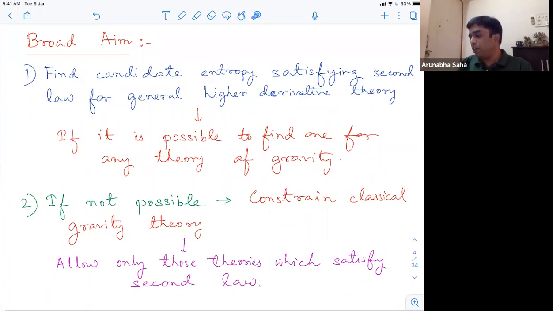And the point is that if this is an important question to us, we may find that there are theories of gravity which do not satisfy the second law. So one possibility is to try, even if we think this principle is strong enough that black holes in nature should satisfy the second law, with entropy always increasing in the process, that maybe we can constrain classical gravity theories using this as a constraint, allowing only those theories which satisfy the second law.